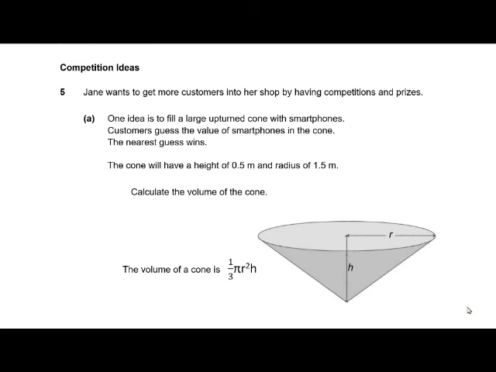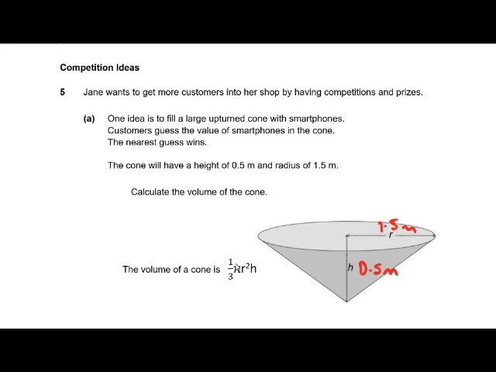Question 5. Jane wants to run a competition to get more customers into the shop, and she's got this idea to fill a large upturned cone with smartphones. Customers will need to guess the value of the smartphones in the cone, and the nearest guess wins. The cone will have a height of 0.5 meter and a radius of 1.5 meters. So let's make sure we don't make any mistakes. The radius is 1.5 meters and our height is 0.5 of a meter. Calculate the volume of the cone.